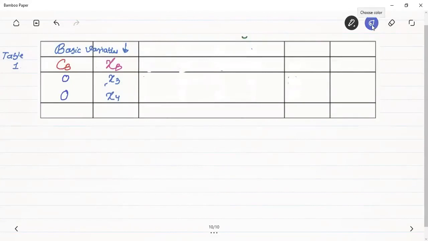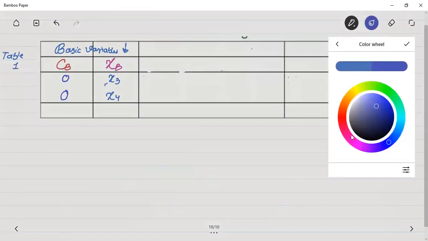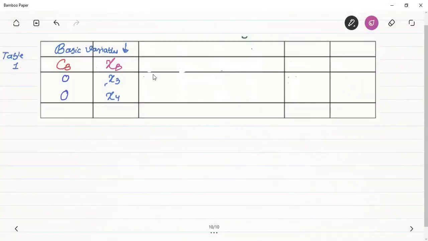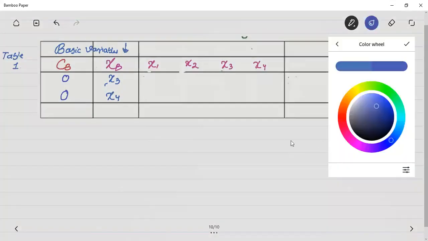And once we have written this, what we write here in this table: now we will write the variables, every variable. x1 was there, x2 was there, x3 is there, and x4 is there. Okay, so these first two columns were regarding the basic variables along with their cost coefficients. Now this enlarged column here will give us the details of all the variables. So once we have written x1, x2, x3, and x4, in this space we will write their cost coefficients.